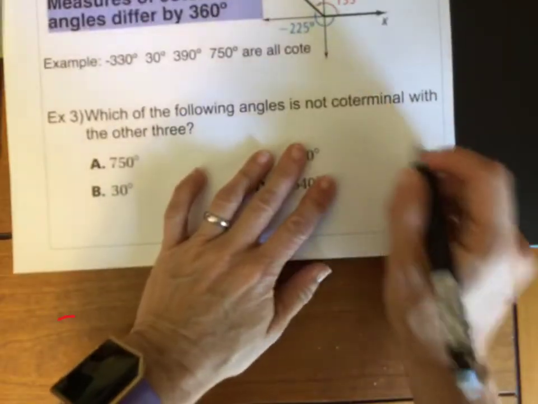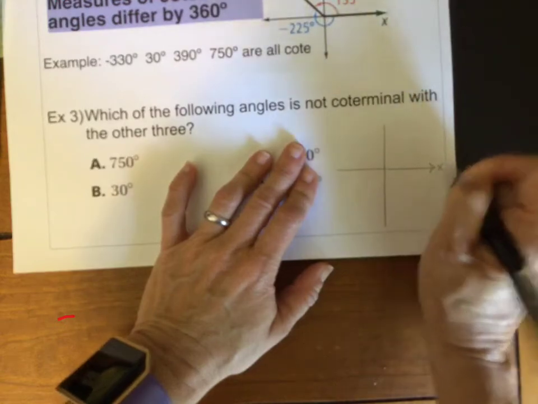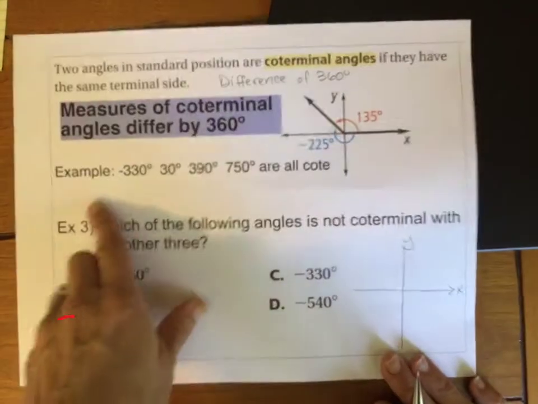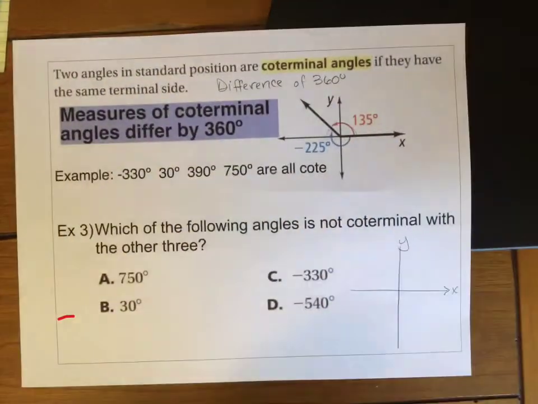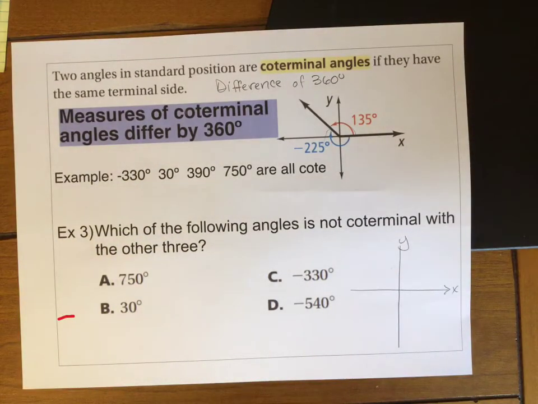So I'm going to draw a picture down here. Here's my X and my Y. And we're going to add all of these angles and see why they're coterminal, and it's also going to be helpful to you for figuring out which one of these is not coterminal, although it's pretty obvious because they didn't list it.